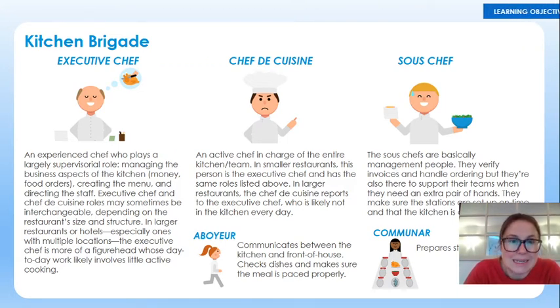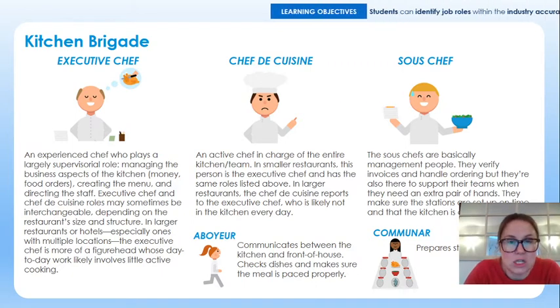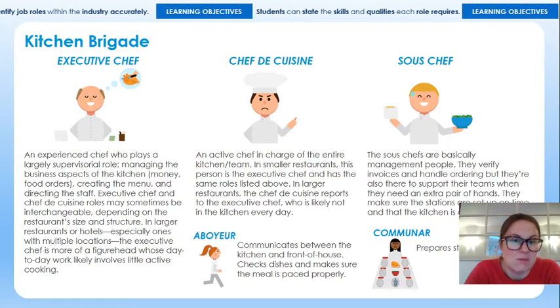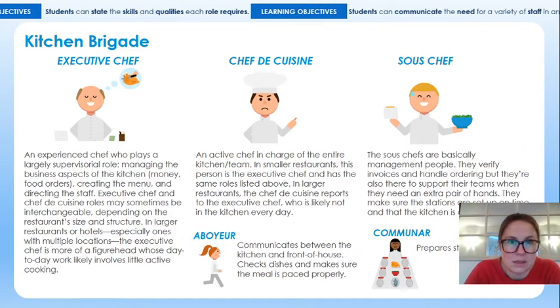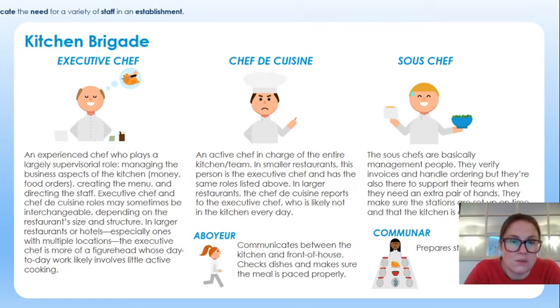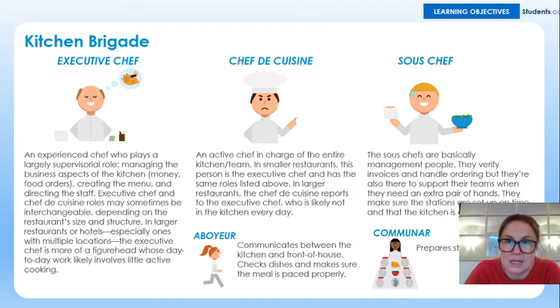The chef de cuisine is an active chef in charge of the entire kitchen and the kitchen team. In smaller restaurants, this person is the executive chef and has the same role as listed next to this one. In larger restaurants, the chef de cuisine reports to the executive chef, who is likely not in the kitchen every day, as we've just said.